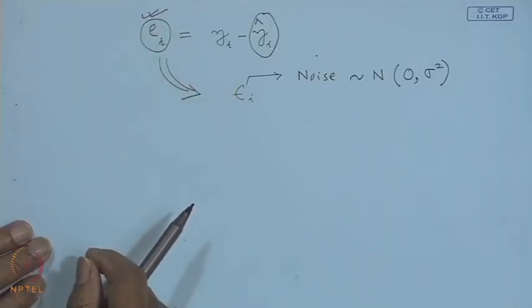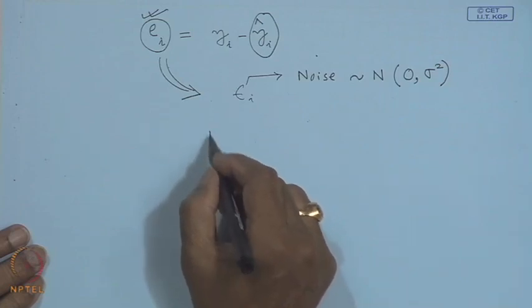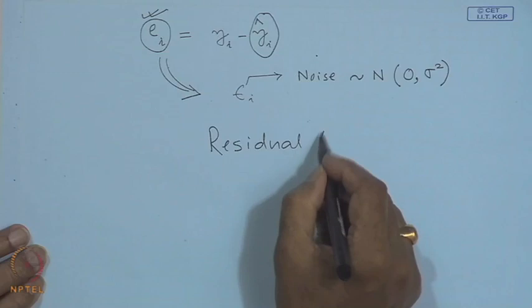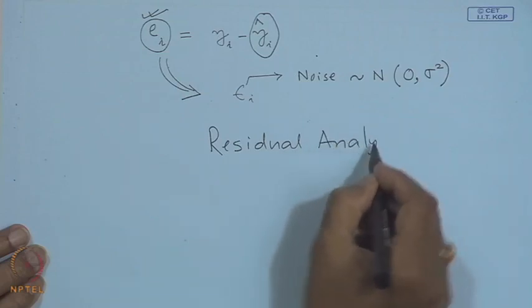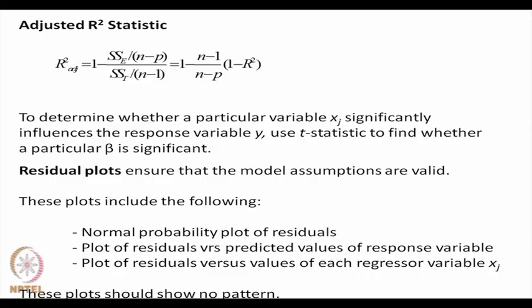So, there are different forms of analysis of the residuals. They are called residual analysis. A regression model is incomplete unless a residual analysis is also made. Residual analysis normally takes different forms. We have only indicated here different plots, residual plots.